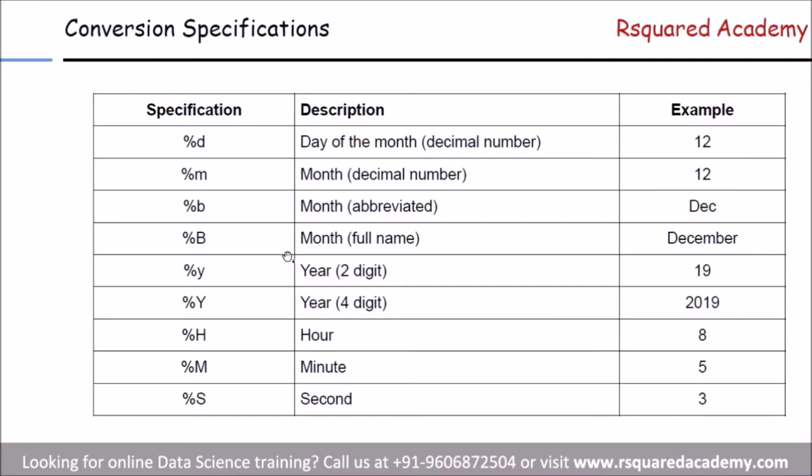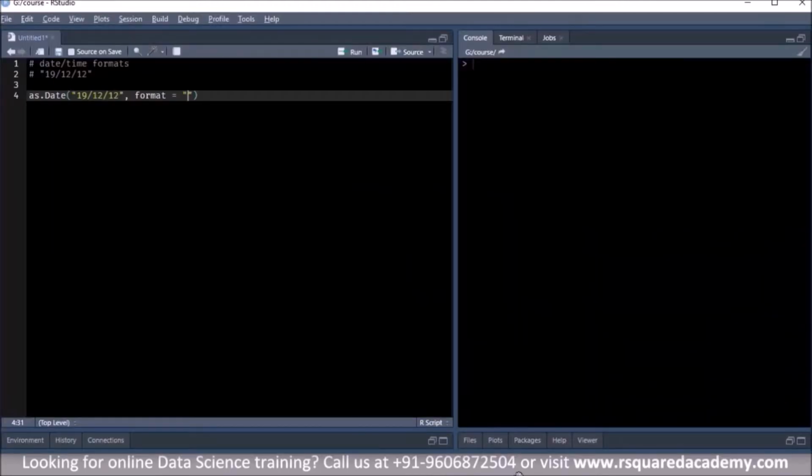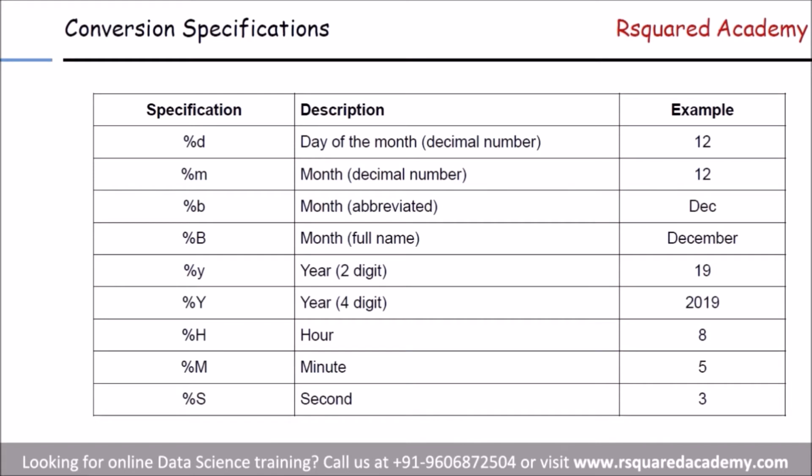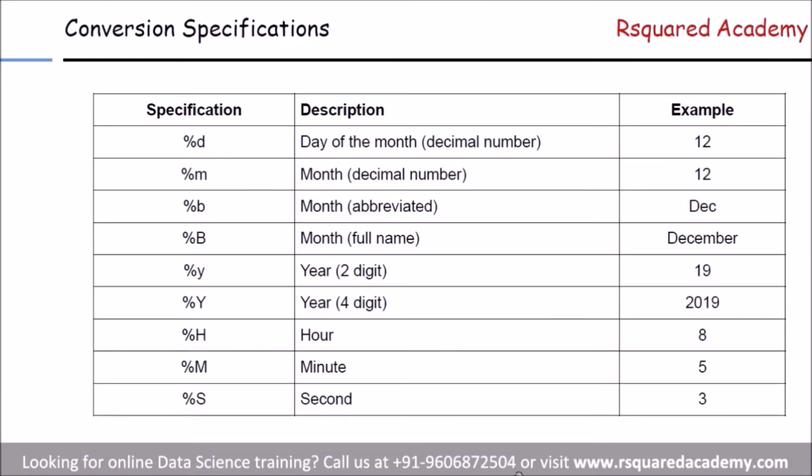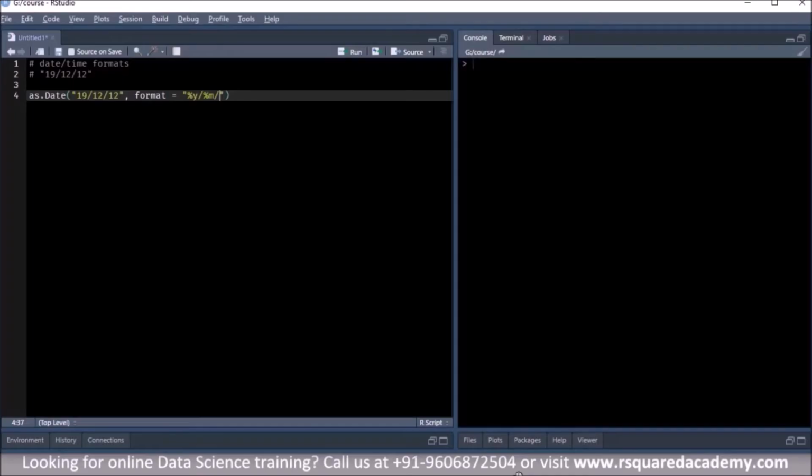So if you go to this slide here, we know that when the year is represented in two digits, we have to use percentage followed by the small letter y, right? So we have year first, so we'll use this, followed by the slash. Then we have the month, right? When the month is represented by a decimal number, we use percentage followed by small letter m. So we specify that here, followed by the slash, because that is what is separating the year from the month and the month from the date. And the date is represented by percentage d.